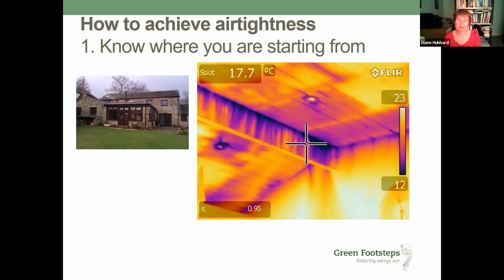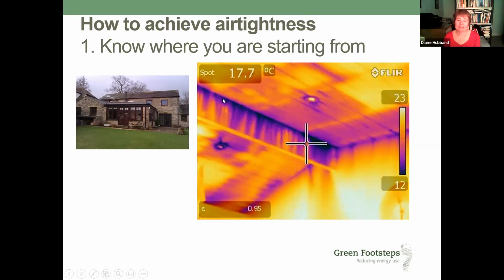Air was tracking all over the place. And what we've got with the building is the original barn conversion, and then two extensions to the rear. The one with the pitched roof is where the thermal image is on the right-hand side. And that was done in the early 2000s as the family in the house grew and they needed more space.